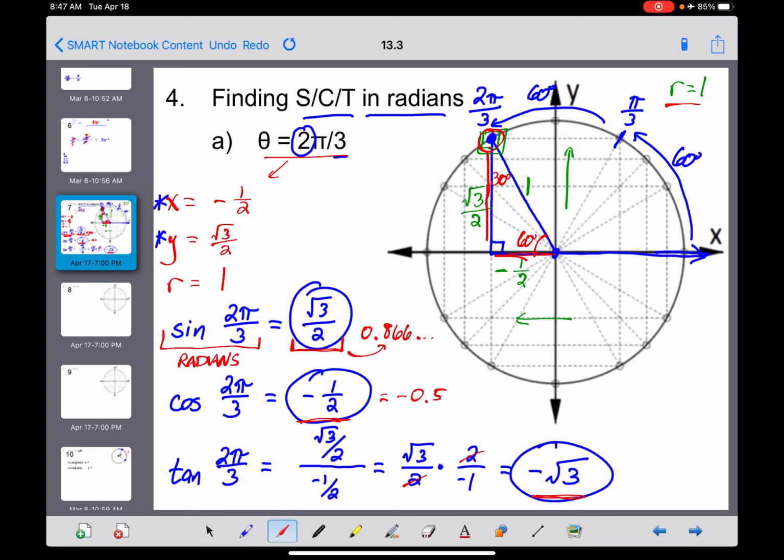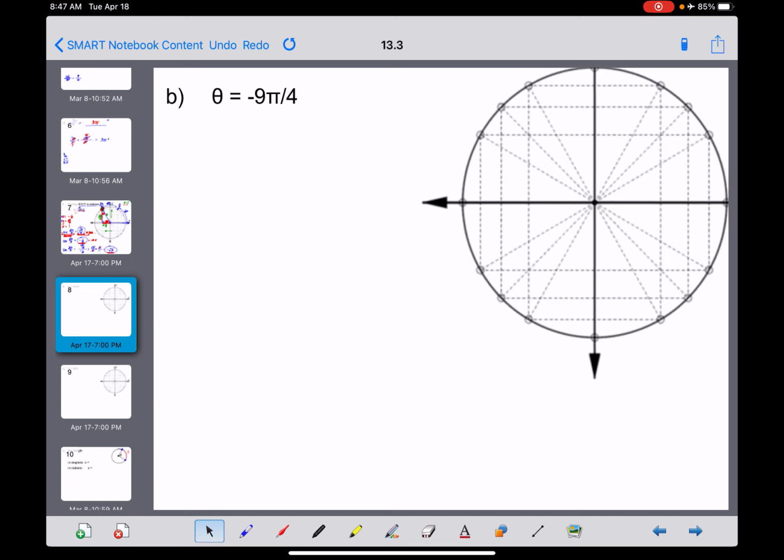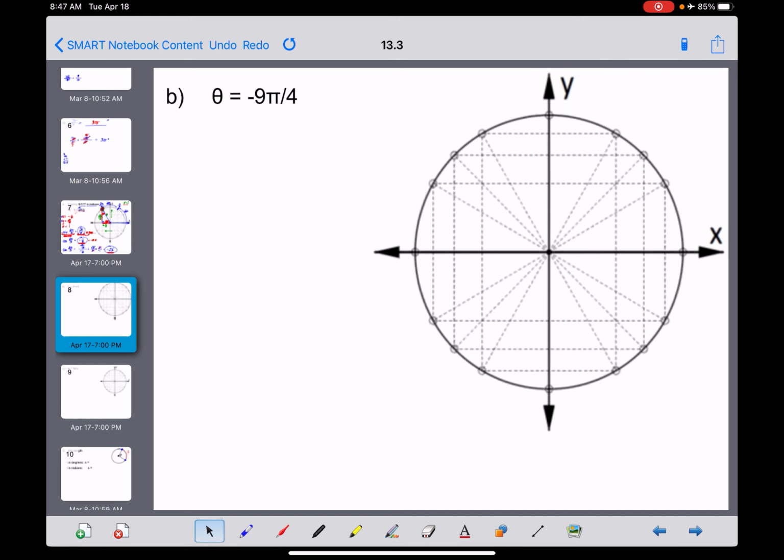All right, so I want to do 2 more of these with you guys, but I'm hoping you're starting to get the hang here of how to evaluate sine and cosine and tangent at the 16 special angles around the unit circle. Let's try it again here, everybody. So the next one I've got for you, a little bit tougher, is negative 9 pi over 4. So, first thing we have to do, locate that angle.